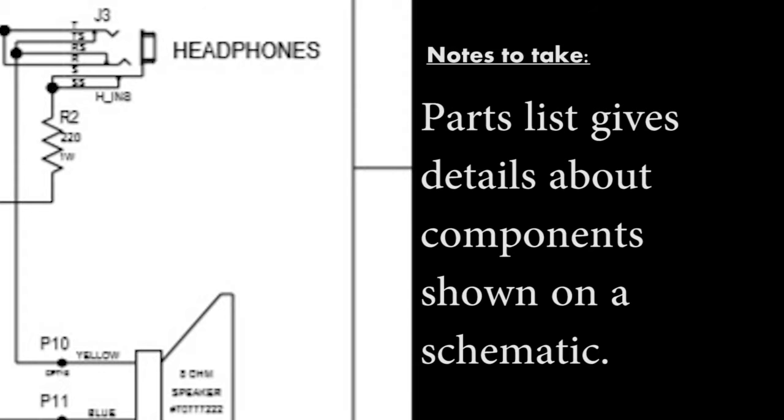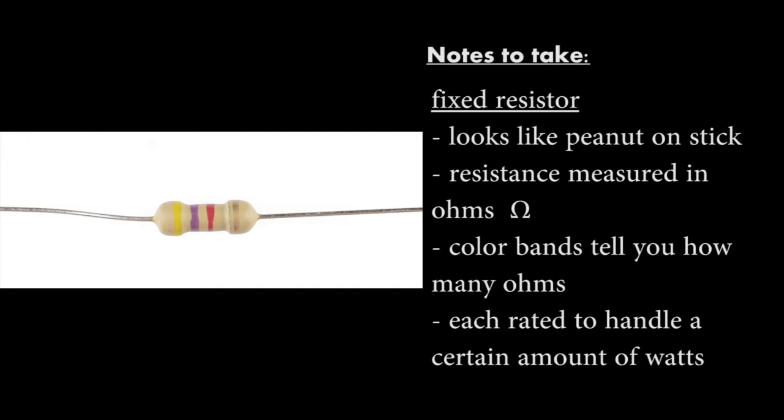All right, let's move on to actual individual parts. So the first part we're going to go over is, I'm sure you've heard of this, the resistor. Now this one is a fixed resistor. Now if I ask you in class on a test, point to the resistor, or is this a resistor, and there's a picture, I'm going to show you this picture.